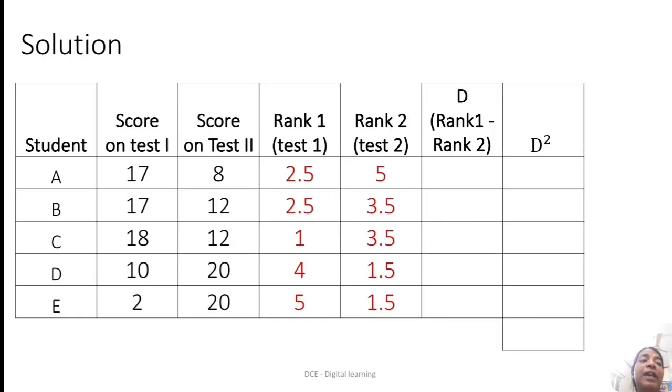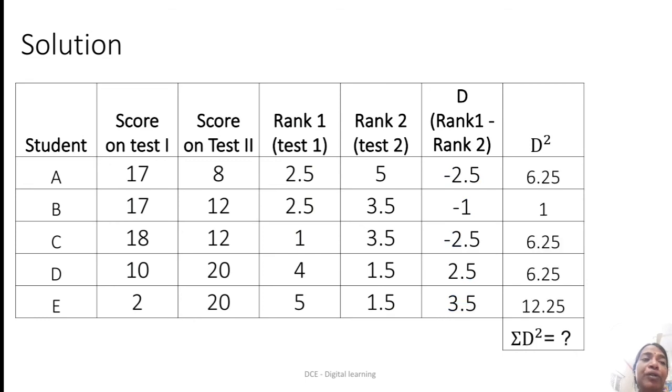Now we have to calculate the difference between the ranks. That is 2.5 minus 5 will be minus 2.5. In the similar fashion, you have to subtract rank 2 from rank 1 for the remaining values. So this will be the values. Okay. Now we have to find D square, that is D into D. Minus 2.5 into minus 2.5, that is 6.25. Similarly, you calculate the remaining D square. So now we have to find the total. So summation D square will be 32.